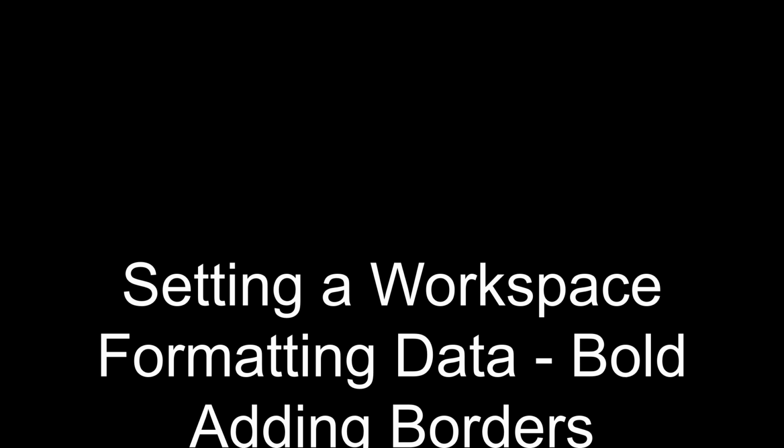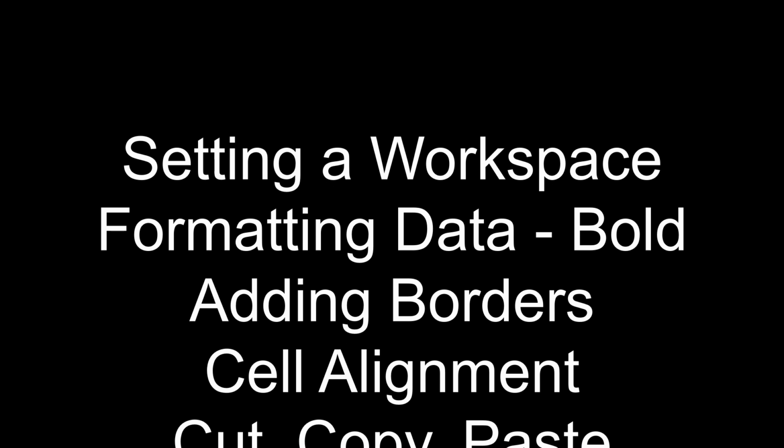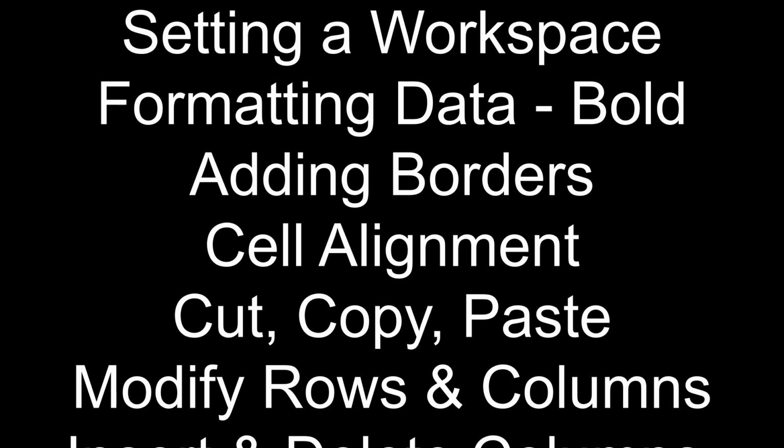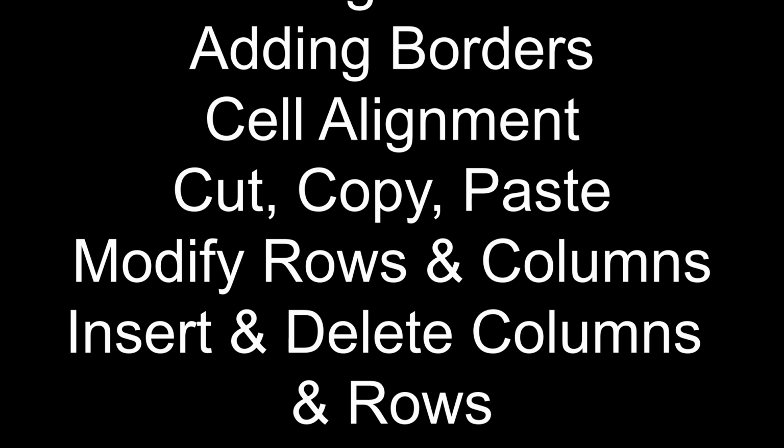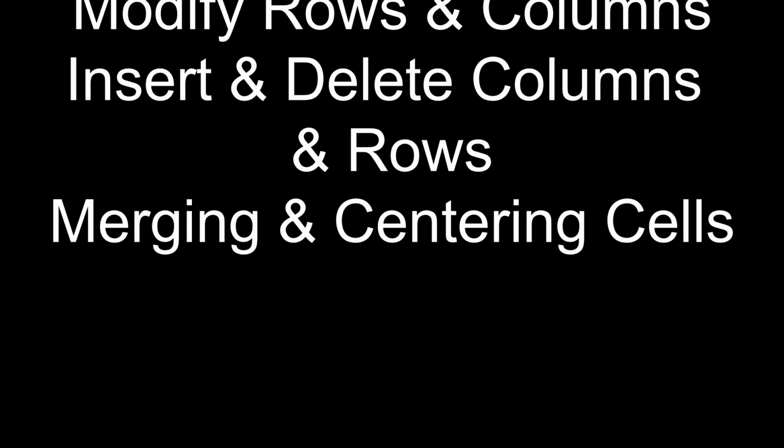So here is a summary of today's Excel 2016 Basics formatting. Today we looked at setting a workspace, formatting data in bold, adding borders, cell alignment, cutting, copying, and pasting, modifying rows and columns, inserting and deleting columns and rows, and merging and centering cells.